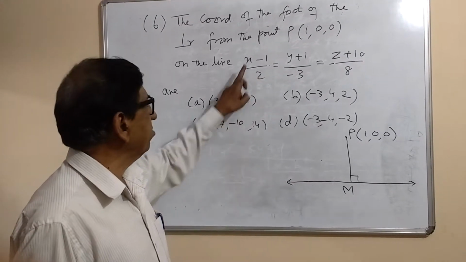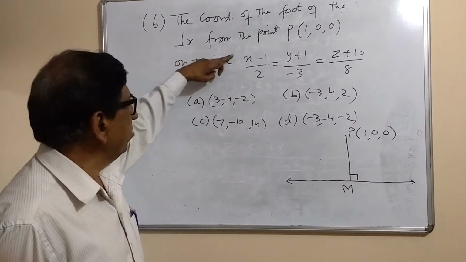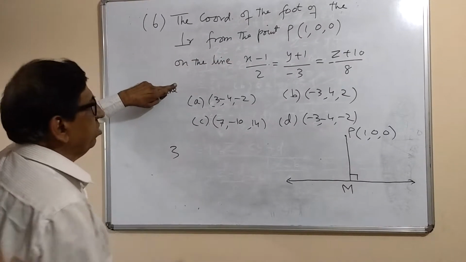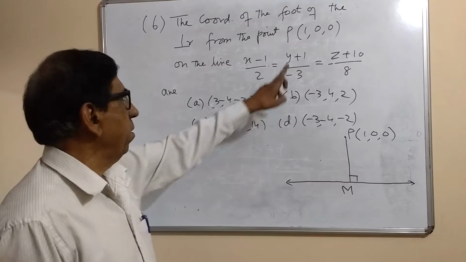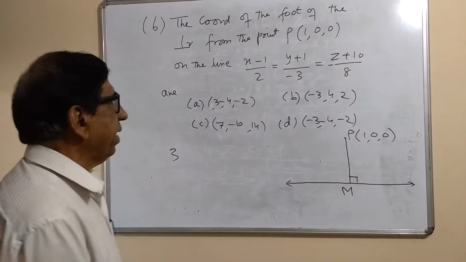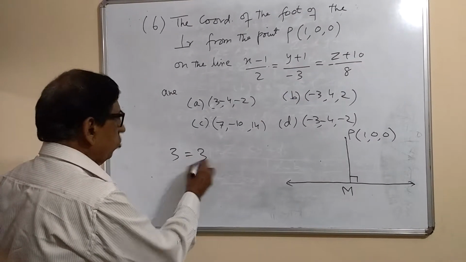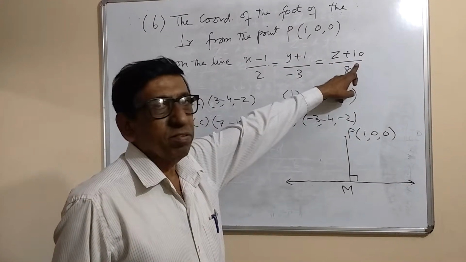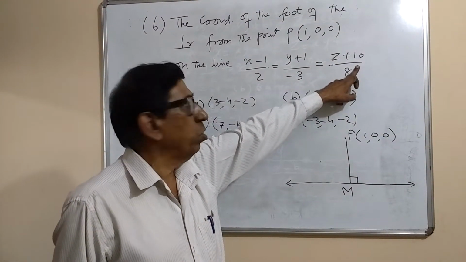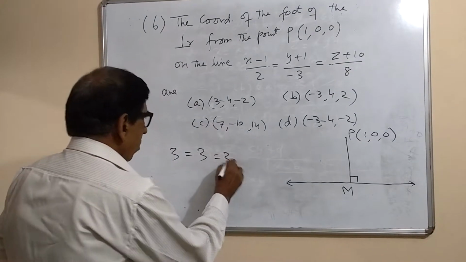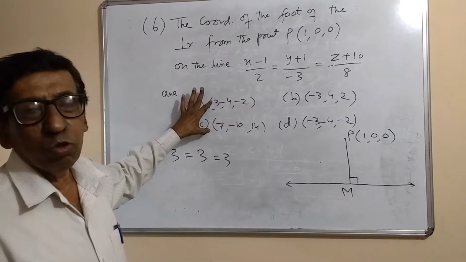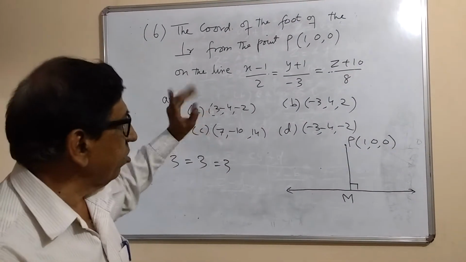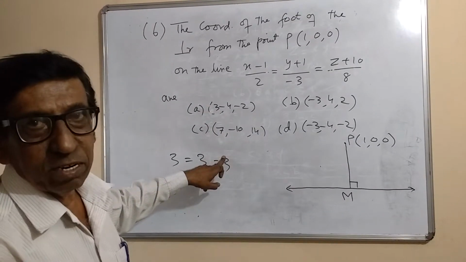Look here, 7 minus 1, 6 upon 2, that is 3, minus 10 plus 1, minus 9 upon minus 3 equal to 3, and 14 plus 10, 24 upon 8 means 3. Means these 2 points satisfy the equation. So we have to decide which option is correct.